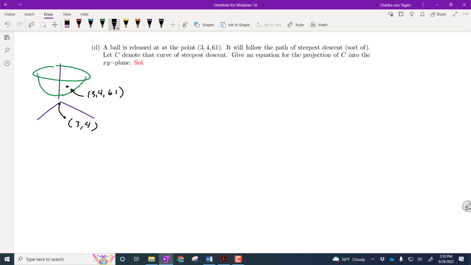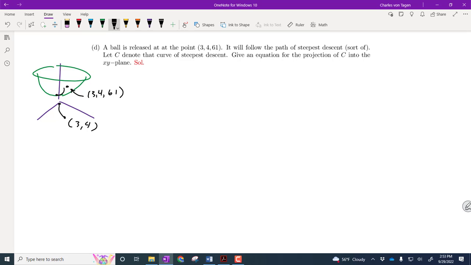Then if we look at how that path corresponds to a curve in the range space, it will tell us how this ball falls. Before I computed this, I would have thought the ball would head directly towards the center, but that's not true because of the elliptical shape of this elliptic paraboloid. So what do we need to do?